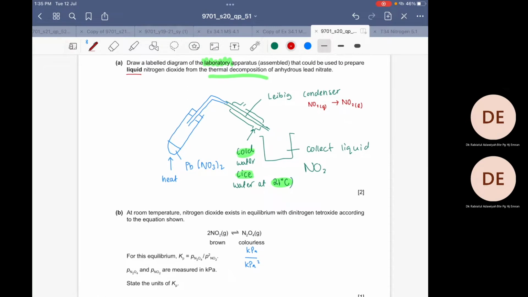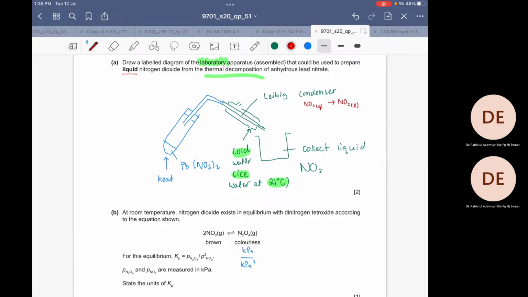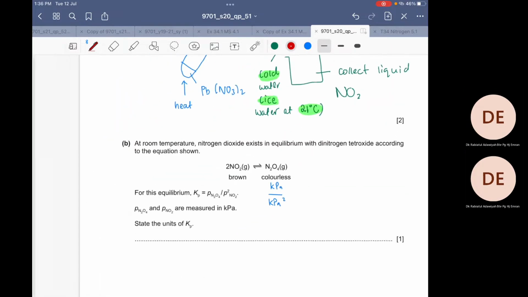Next question, while some of you are still copying that down. At room temperature, nitrogen dioxide exists in equilibrium with dinitrogen tetroxide. So NO2 is brown in color, N2O4 is colorless. And then the equilibrium constant in terms of partial pressure, Kp, is equal to the partial pressure of the products over the partial pressure of the reactant raised to the power of their mole ratio, or the stoichiometric number. State the units.